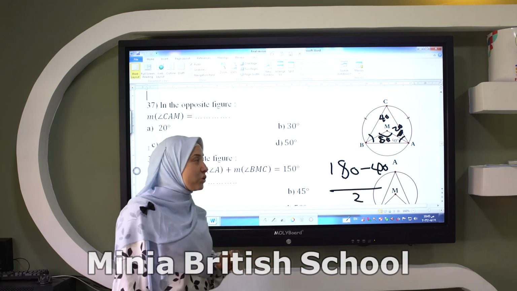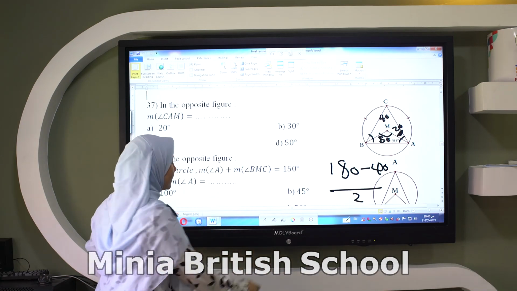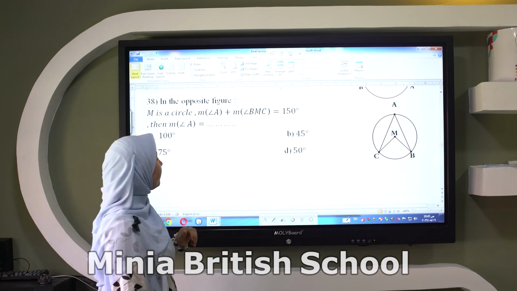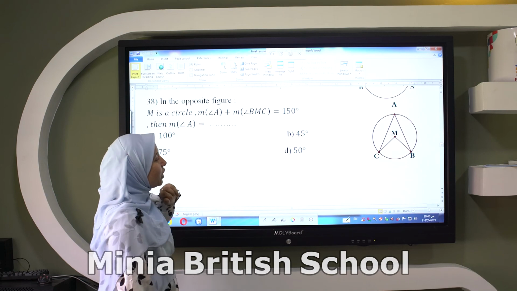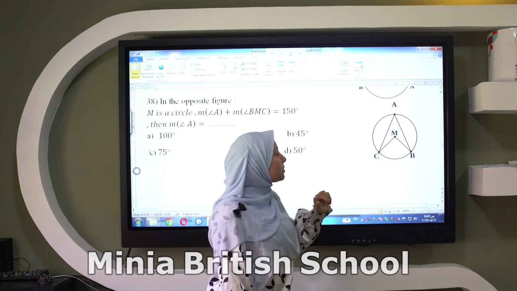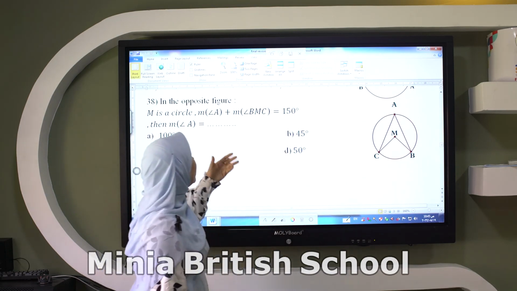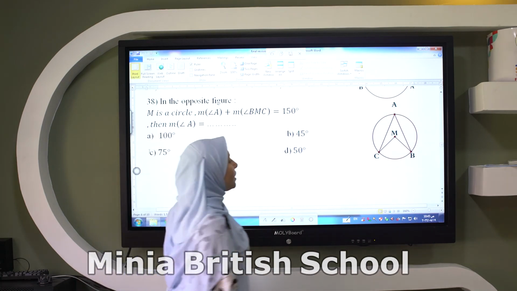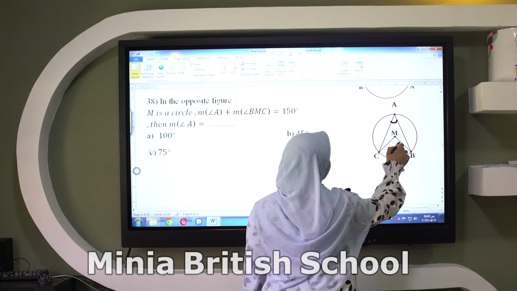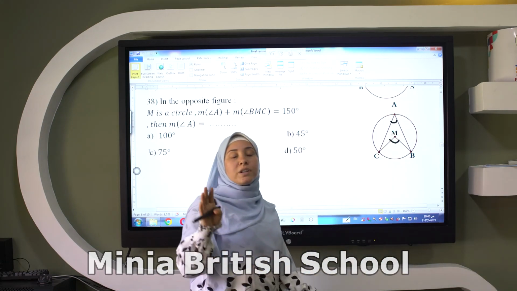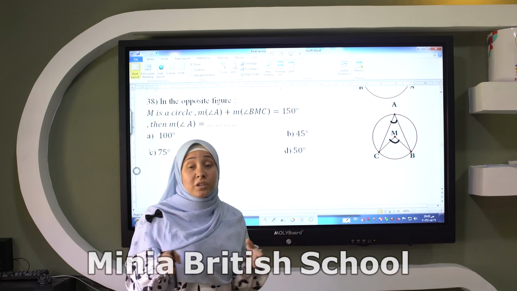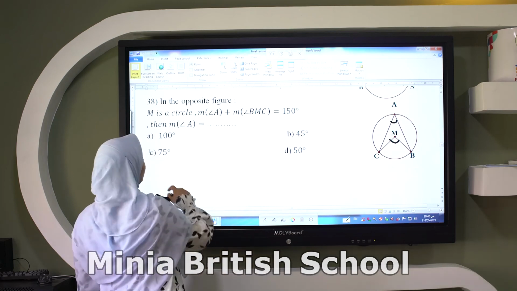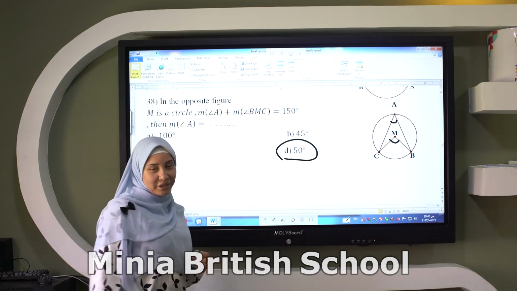The last question in the choose, number 38. In the opposite figure, M is a circle where the measure of angle A plus the measure of angle CMP equals 150. Then the measure of angle A equals what? Okay, angle A and angle M are an inscribed angle and a central angle subtended by the same arc, and their sum equals 150. Then the measure of angle A equals 50 degrees. Okay.